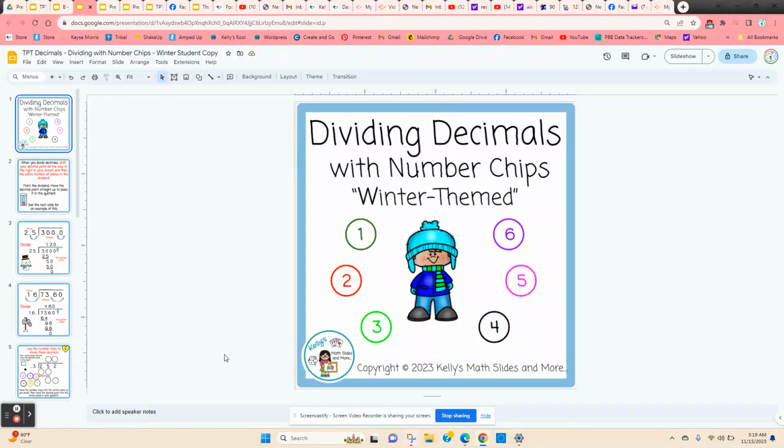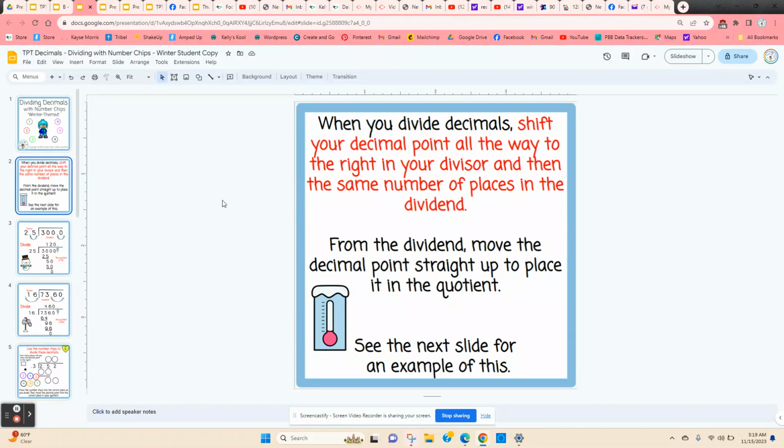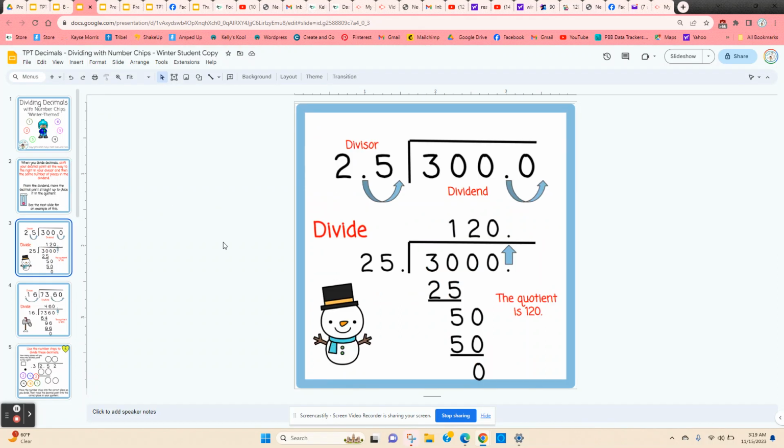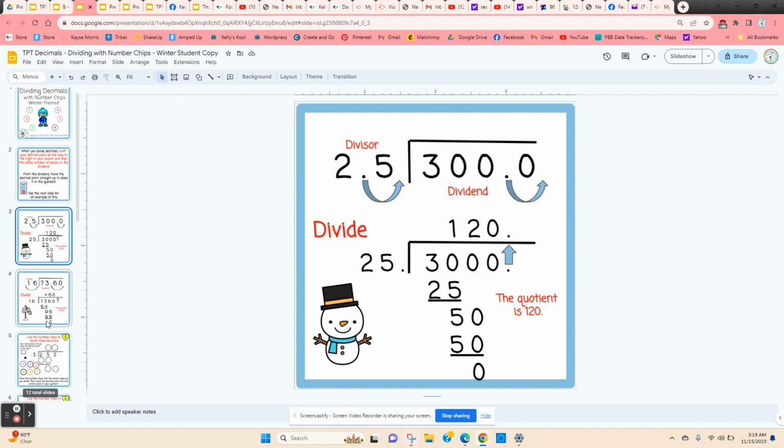Dividing decimals with number chips. This is the winter version, and it starts with explaining to students how to move the decimal point before you divide. And then it gives a couple of examples of how to do that.